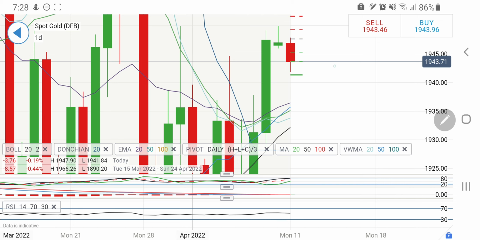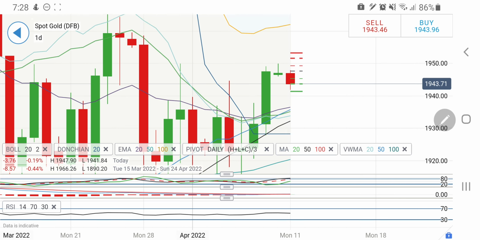So take your positions accordingly. One can remain short till the time it remains below 1950 levels, and if it trades above 1950, close your eyes, go long. It is going to fly to 1965, 1971. In fact, in the coming days, we might see 2000 also.